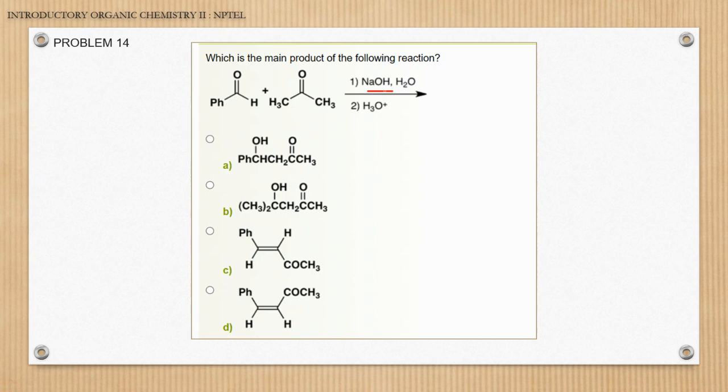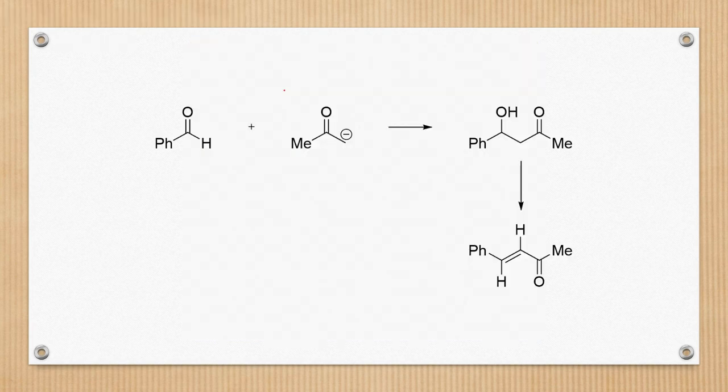Benzaldehyde or acetone? From acetone. Because benzaldehyde doesn't have an alpha proton, an alpha hydrogen. So the base is going to abstract a proton from the alpha position of acetone, and this is how the enolate is getting generated.